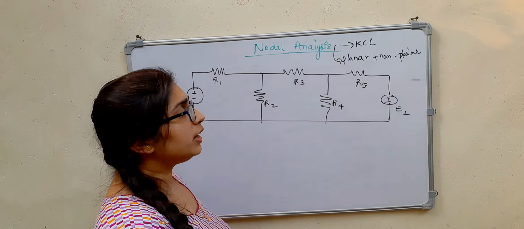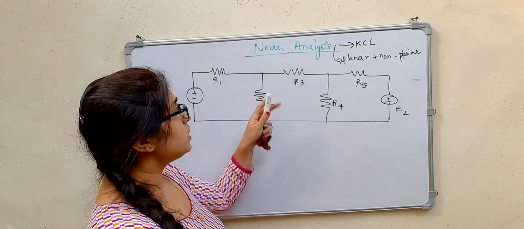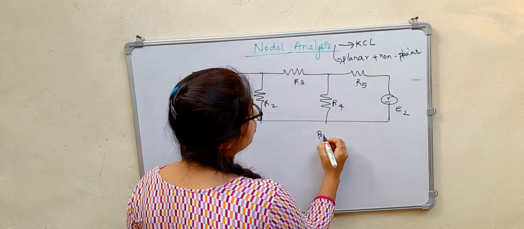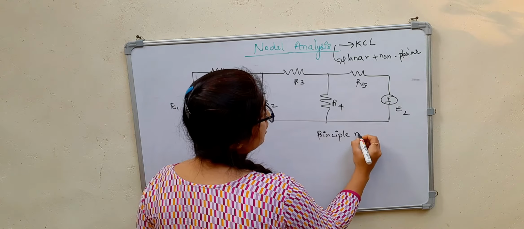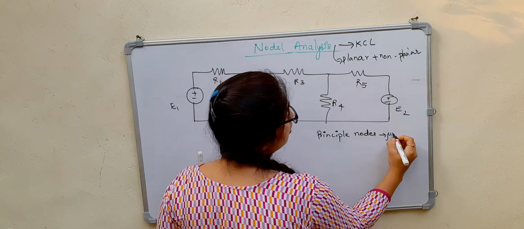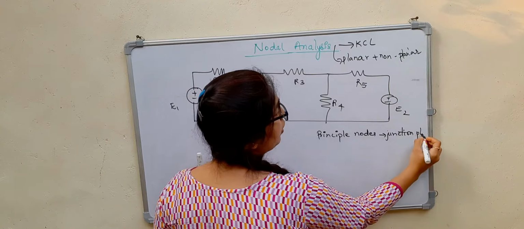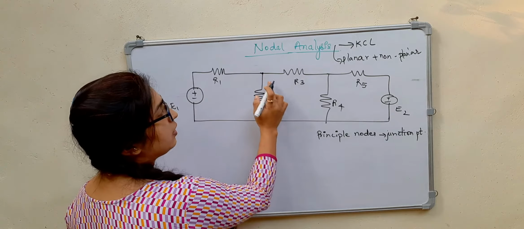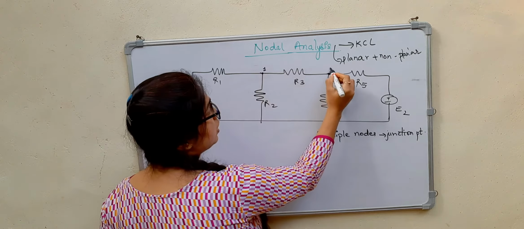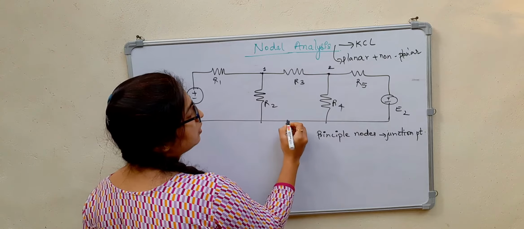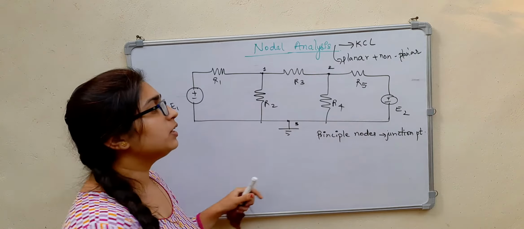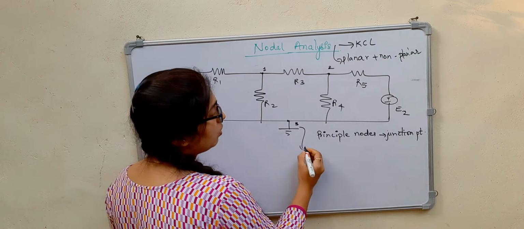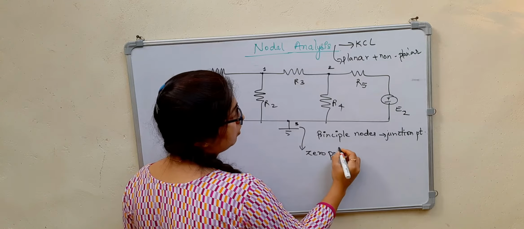In this nodal analysis, what we are going to do is find the junction points or principal nodes. These are nothing but the junction points. A junction point is a node where three or more branches meet. So here it is meeting, right? This can be considered as the first node, this is the second node, and here I will consider a third node which is common here, and that will be grounded. That means this is a principal node, which is also called the zero potential node.